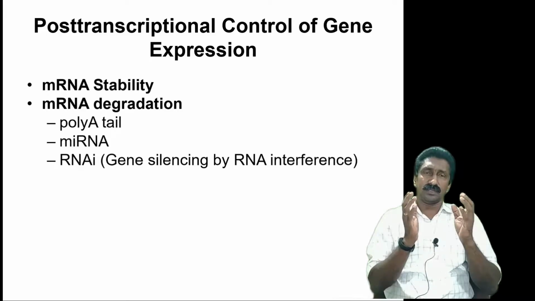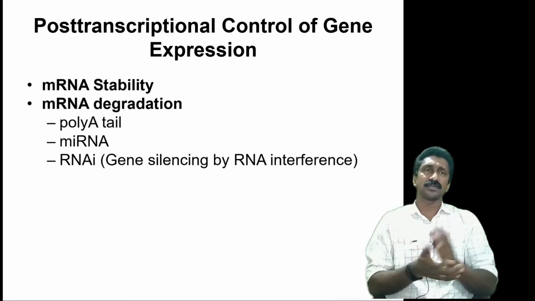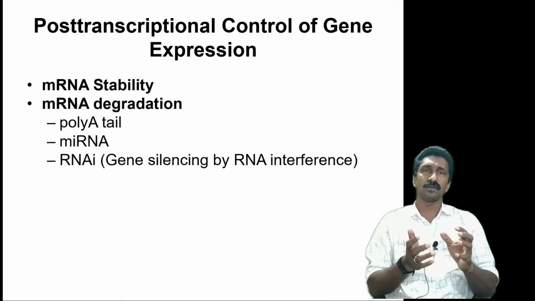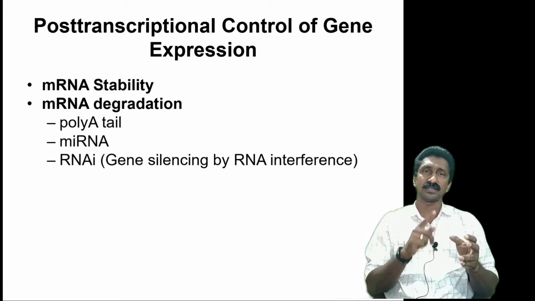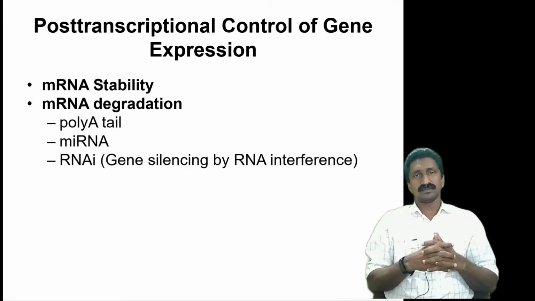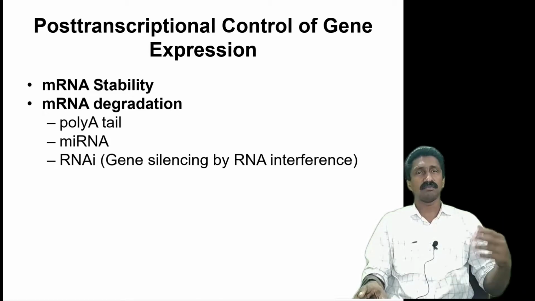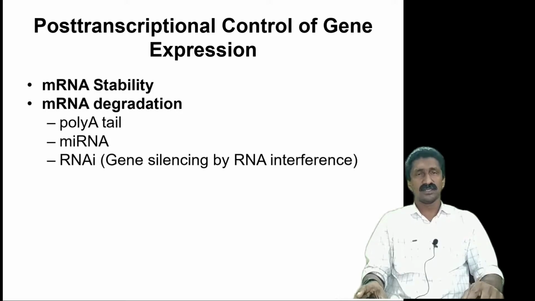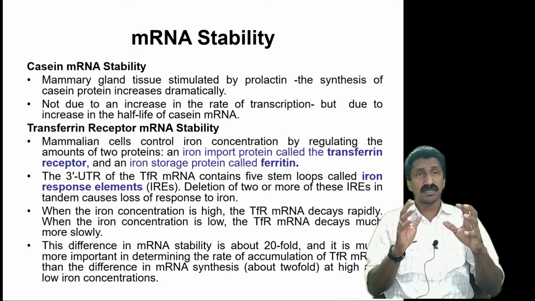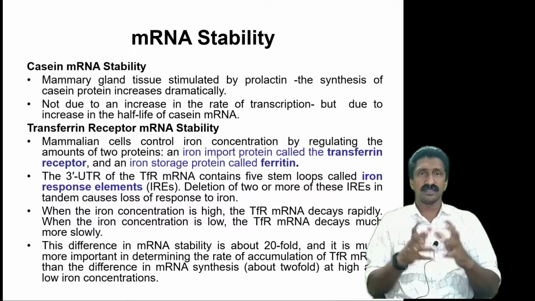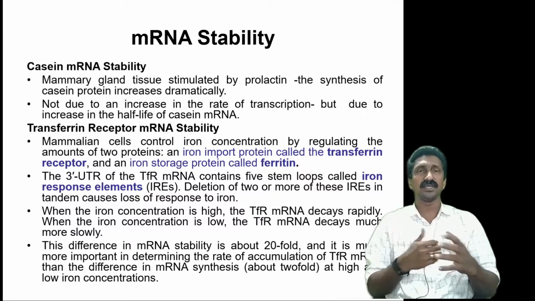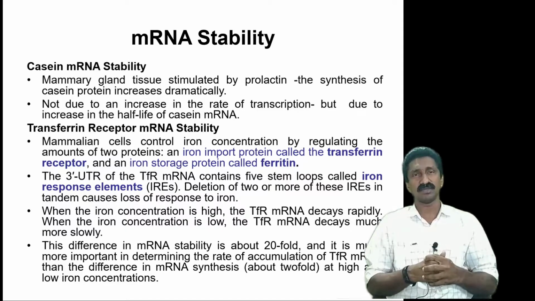And the main focus of this post-transcriptional gene control is on two items, that is mRNA stability and mRNA degradation. For mRNA degradation, maybe we will discuss various items like poly-A tail and miRNA, RNAi or RNA interference, which is also known as gene silencing by RNA interference, and which will be coming under the mRNA degradation topic. So when we come to the mRNA stability, the classical example is casein mRNA stability.